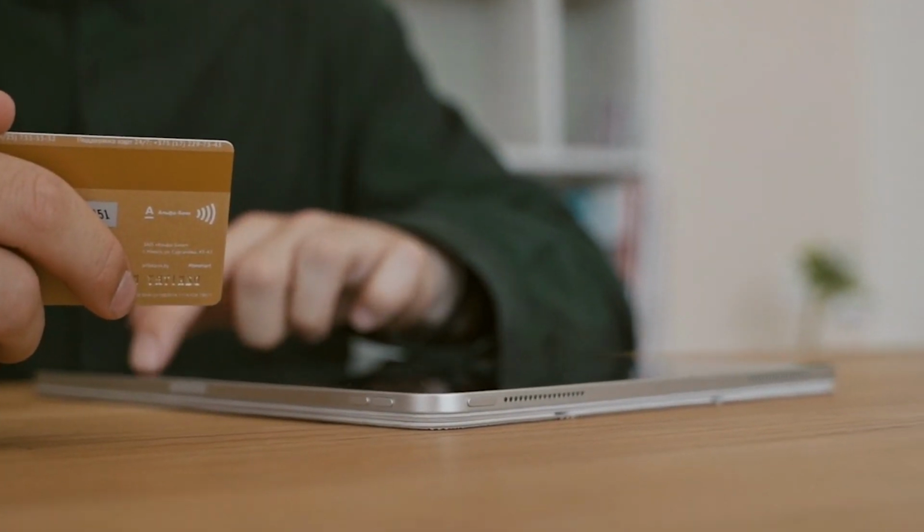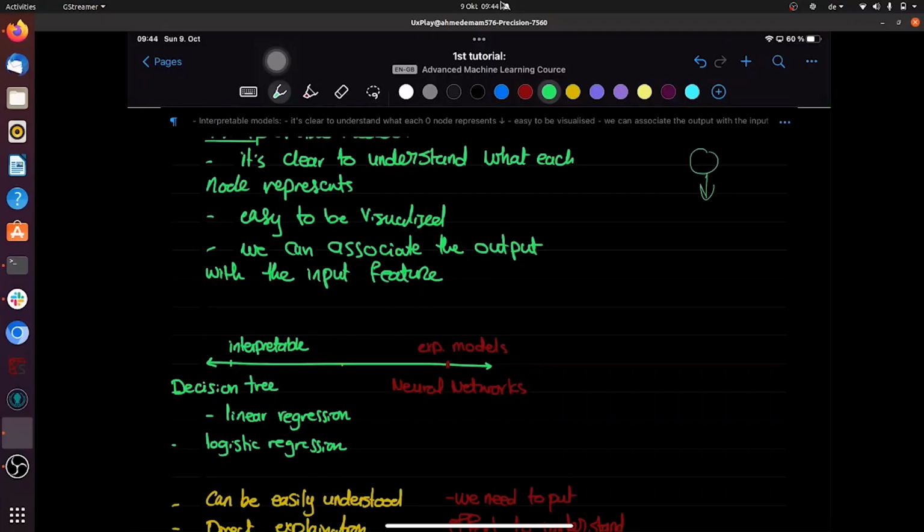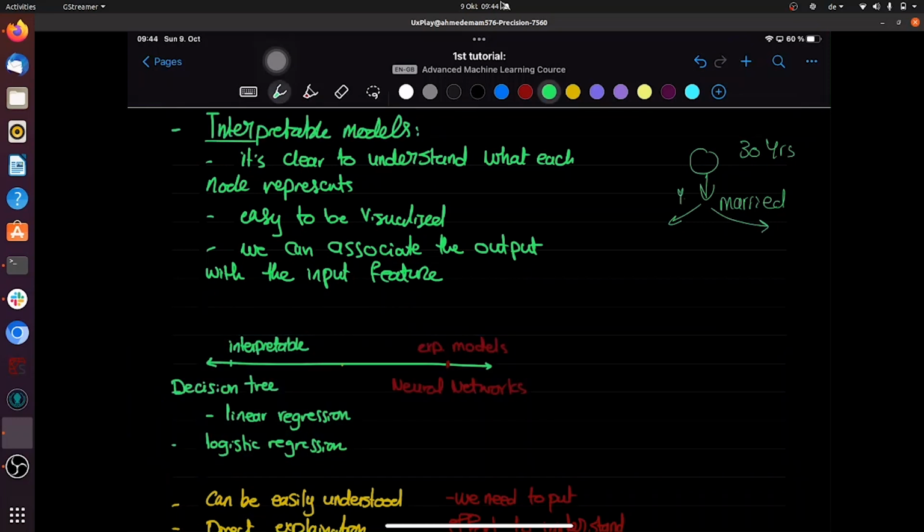At the beginning, I'm taking a customer here. If the age of the customer is more than 30 years, I'm going to let him in. If he's married, I'm going to give him a credit, a higher credit. If he's not, I'm going to send him in the other direction. Let's go here, yes and no.